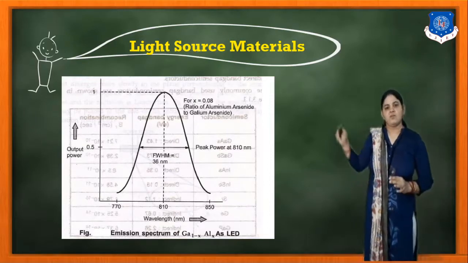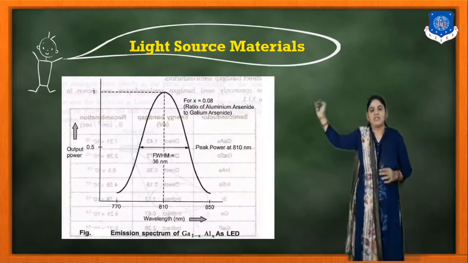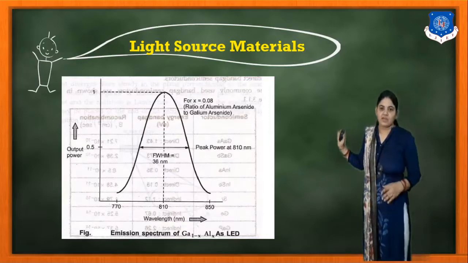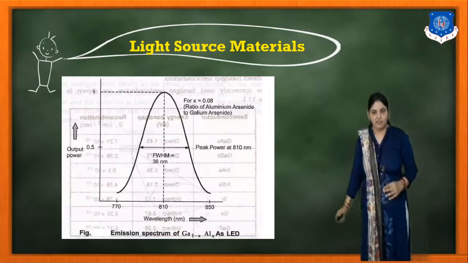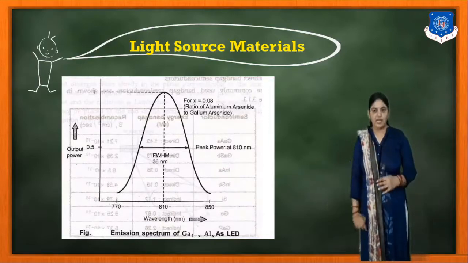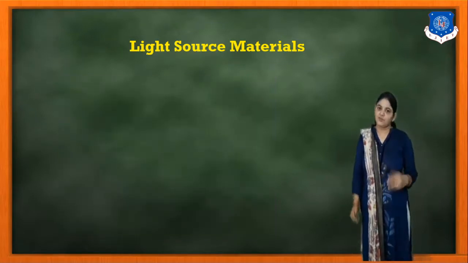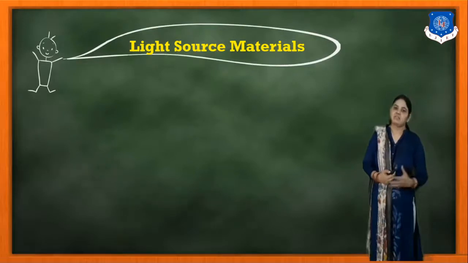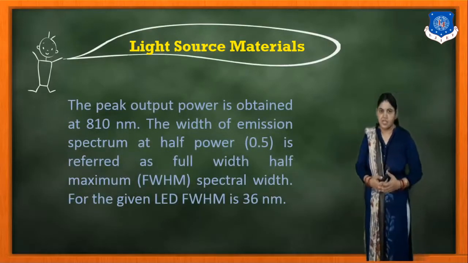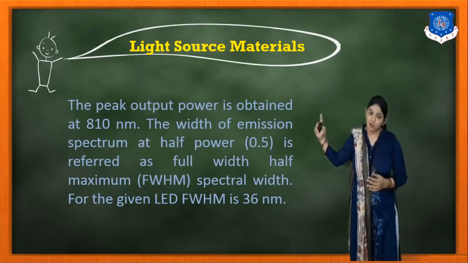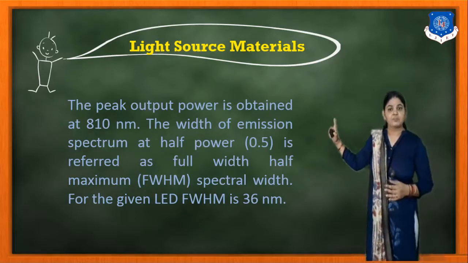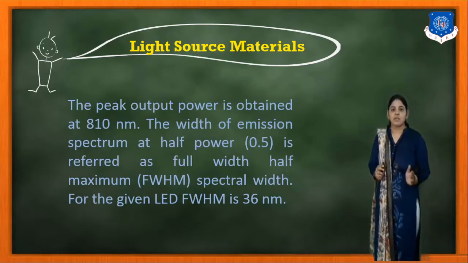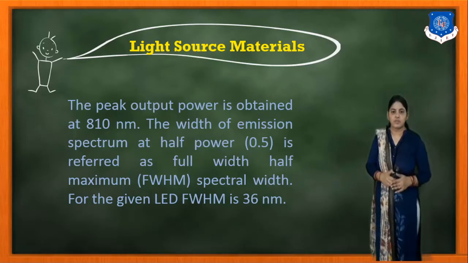So this way we can have the highest intensity, the highest power, at this particular wavelength. This is specific to this material. If you select another material, you will get the output power at a different wavelength. So the peak output power from the diagram is at 810 nanometers.